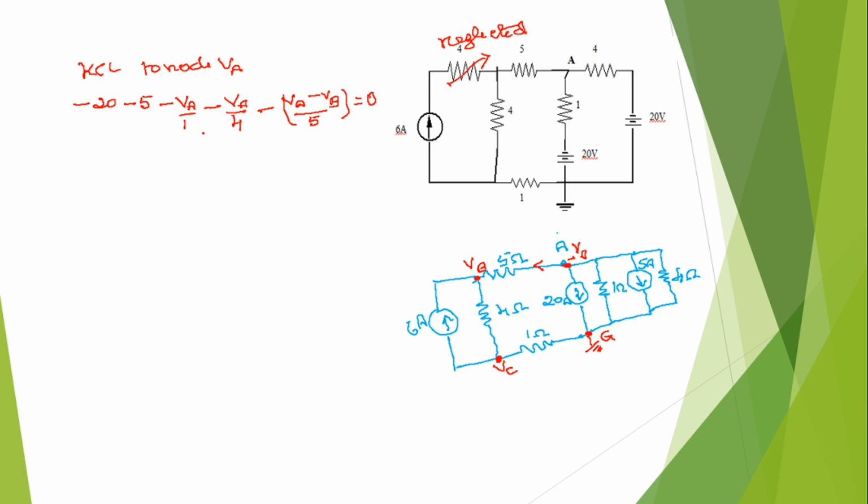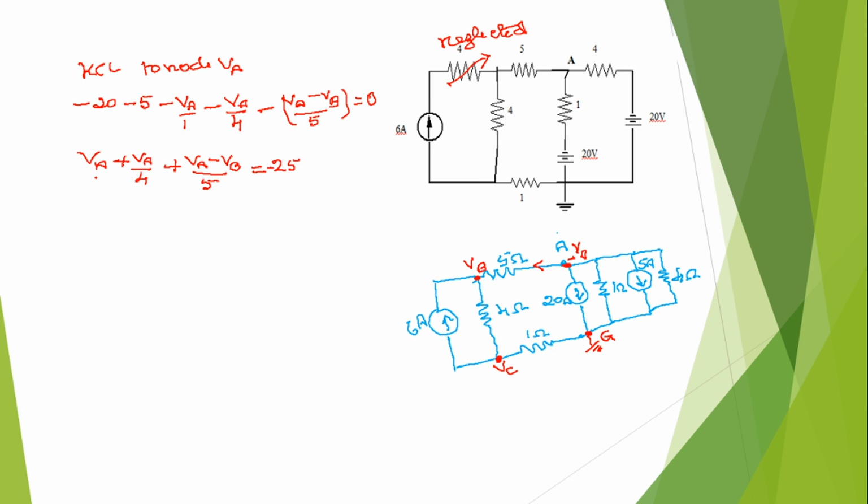So what is the next step? Taking all the current through the passive elements to the other side. So what will happen next? VA by 4 plus (VA minus VB) by 5 equal to 25 minus 25. So minus 20 minus 5 minus 25.